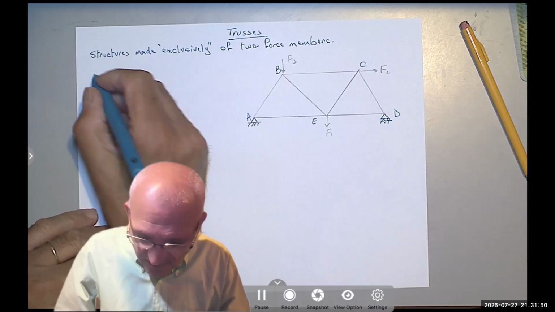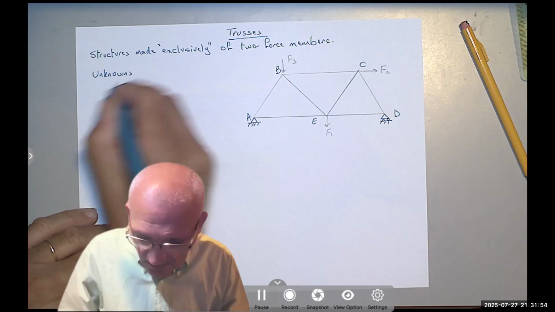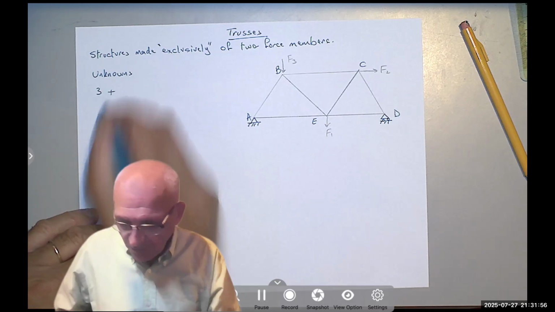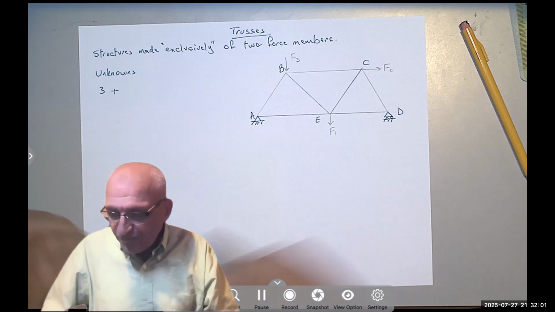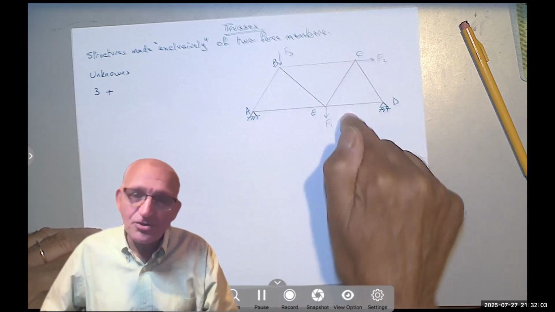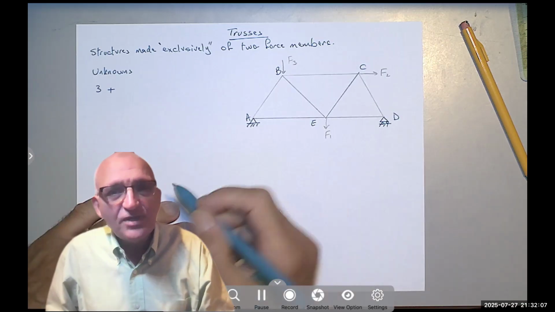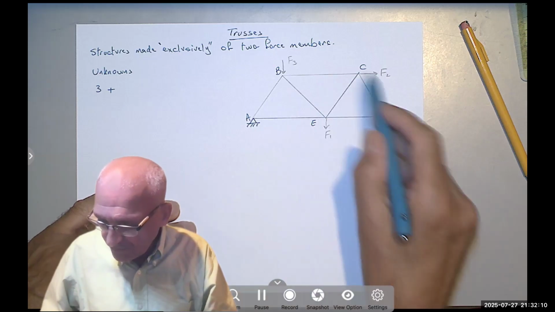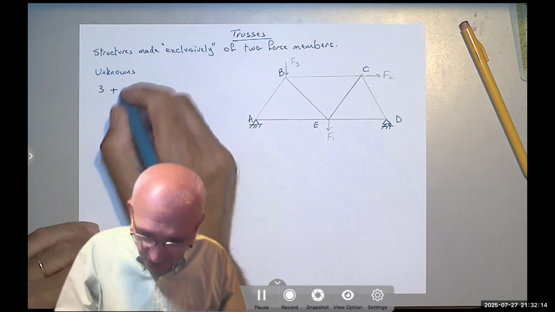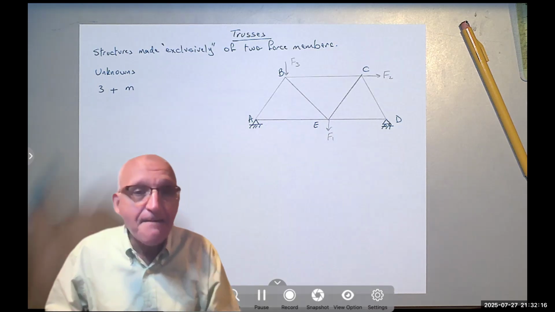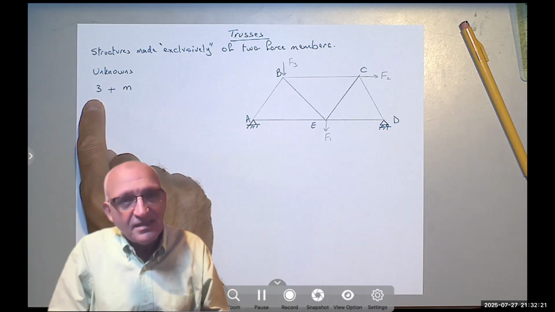So the unknowns are three, which are the reactions at the supports, plus the force in each member. I don't care about whether it's tension or compression for the time being, but how many members do we have? 1, 2, 3, 4, 5, 6, 7. Okay? We are going to refer to them as M, number of members. Notice 7 plus 3 is 10.